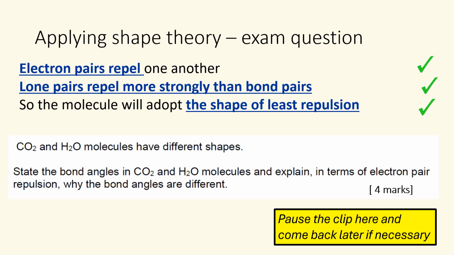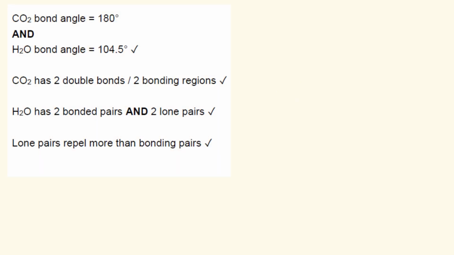Okay, welcome back. Let's have a quick look at the mark scheme. So the two bond angles that you need are 180 for CO2 and 104.5 for H2O. Both of those required for mark number 1. So carbon dioxide has two double bonds or two bonding regions. You could probably get away with saying two bonding pairs, but it's better to call it bonding regions because obviously in a double bond you have two pairs of electrons, don't you, in a double covalent bond.